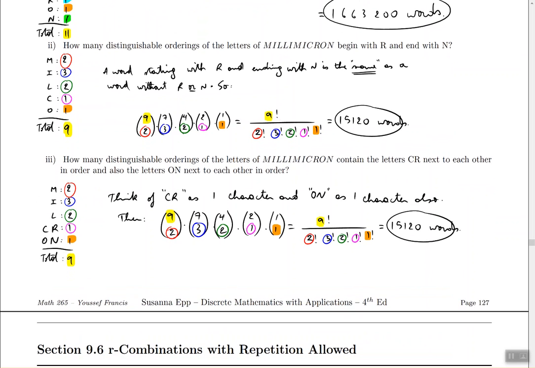Now in part 3, we're thinking of CR being next to one another in that order always, or ON being in that order next to each other always. So what I'm saying here is think of CR as now being one letter. Instead of 2, think of it as one unit. It goes together always like that, or ON goes together as a unit always like that. So if we think of it as one unit, then we have only one CR and we have only one ON. And again, the total is going to be 2 plus 3 plus 2 plus 1 plus 1, which is 9. And using the formula, we get the amount of words. So that's it, pretty much. That's the end of the section.